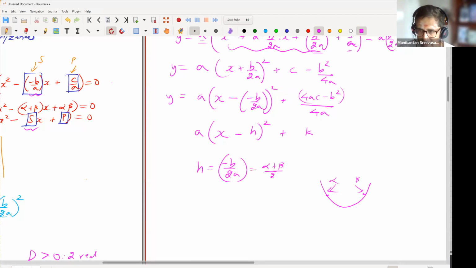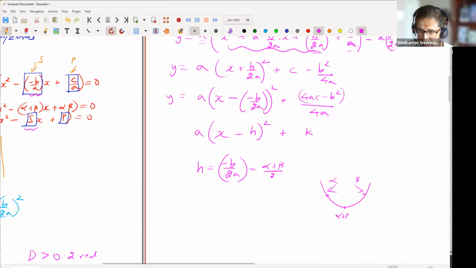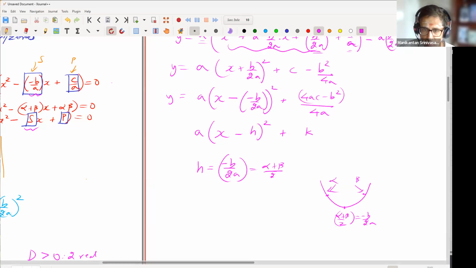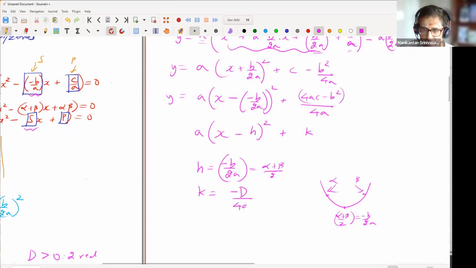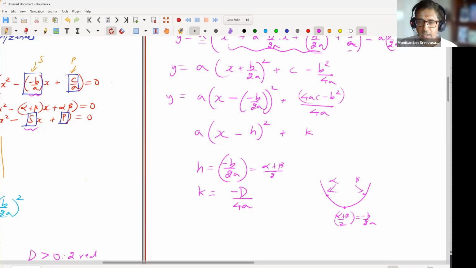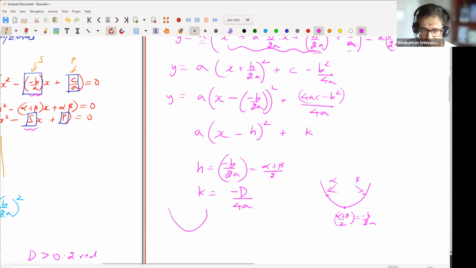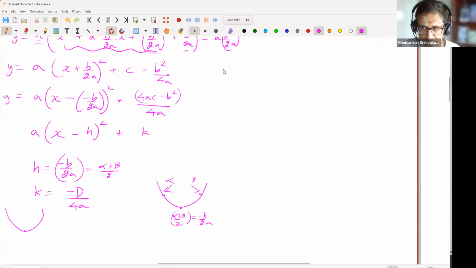So in this case, the vertex is this point, which is alpha plus beta by 2, which is minus b by 2a. Okay, and the y coordinate is 4ac minus b square. We recognize this better as b square minus 4ac being negative, therefore it's minus d by 4a. Right. So the vertex form helps in plotting where the vertex is. Right. So those are the four main forms you should be comfortable with.